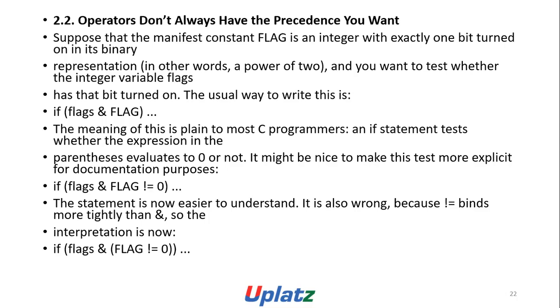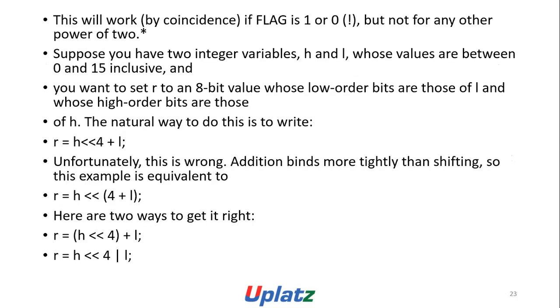It might be nice to make this test more explicit for documentation purposes. If (flag & FLAG != 0), the statement is now easier to understand. It is also wrong because not-equal-to binds more tightly than and. So the interpretation is now if (flag & (FLAG != 0)). This will work by coincidence if FLAG is 1 or 0, but not for any other power of 2.